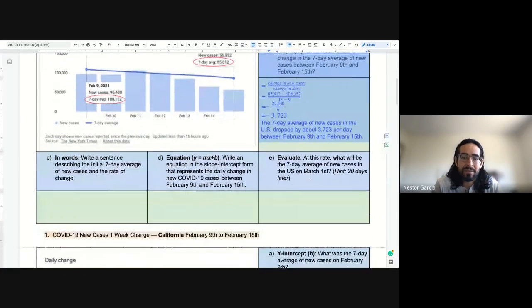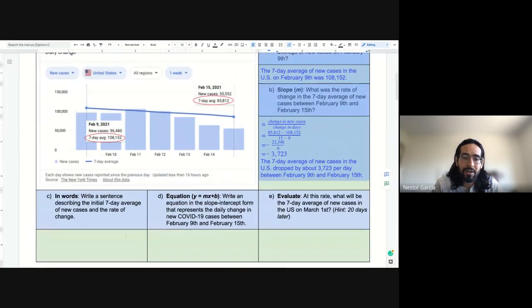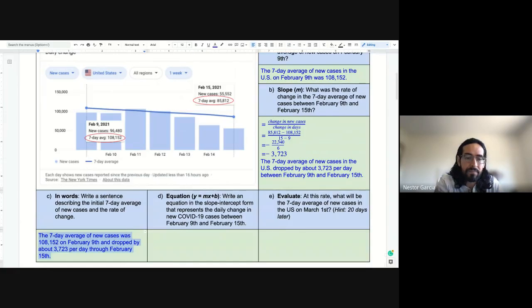We're going to take what you just came up with in answers A and B and put those together to write one sentence for part C. In part C, to write a sentence describing the initial 7-day average of new cases and the rate of change, I'm combining parts A and B to say the 7-day average of new cases was 108,152 on February 9th and dropped by about 3,723 per day through February 15th.